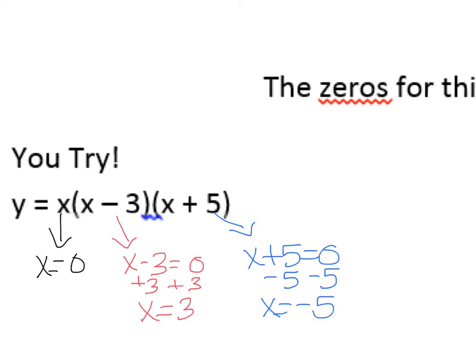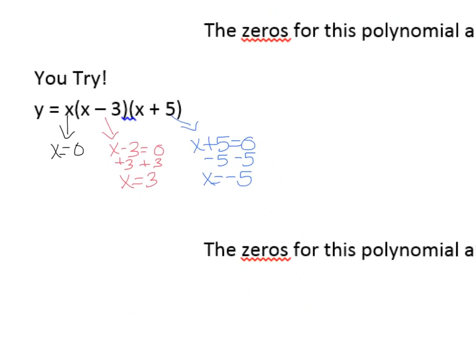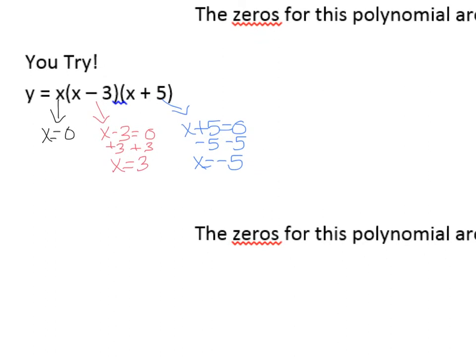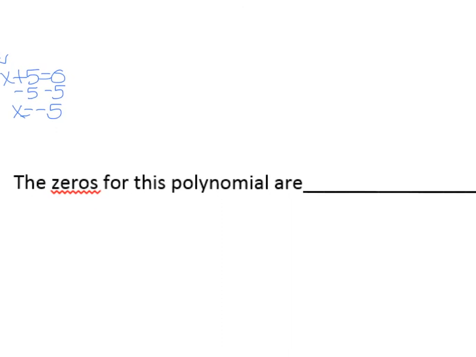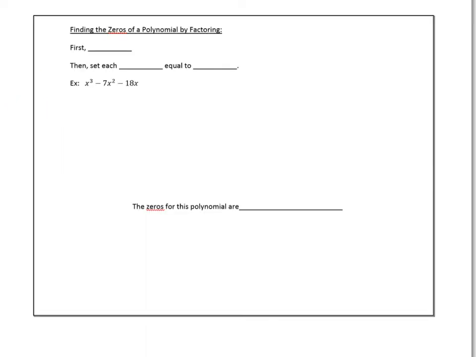So for your final answer, we have x equals 0, 3, or negative 5. And again, on a graph, that's where those 3 places would cross the x-axis. And we'll be learning to sketch the graphs. Well, in our next part, what happens if they're not already set up to find the zeros?